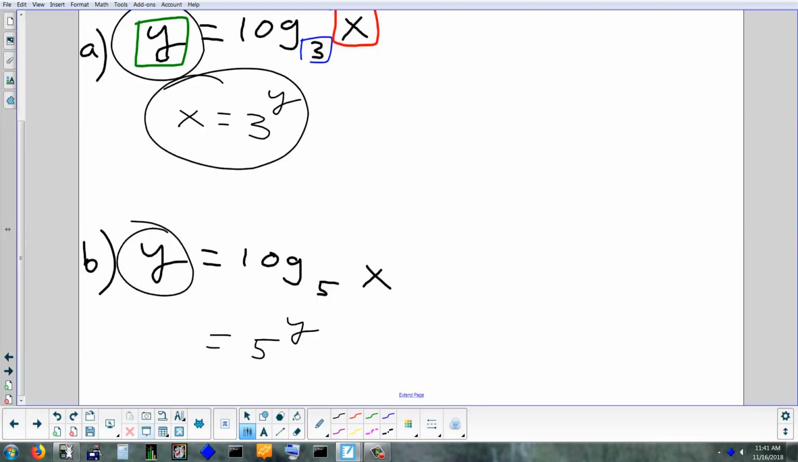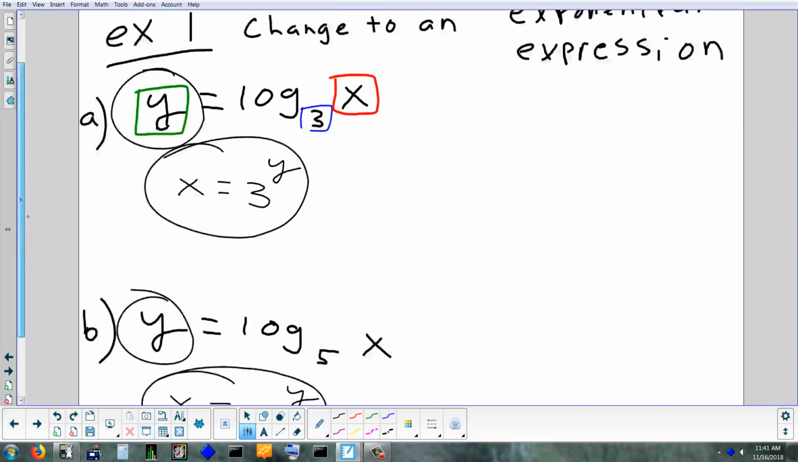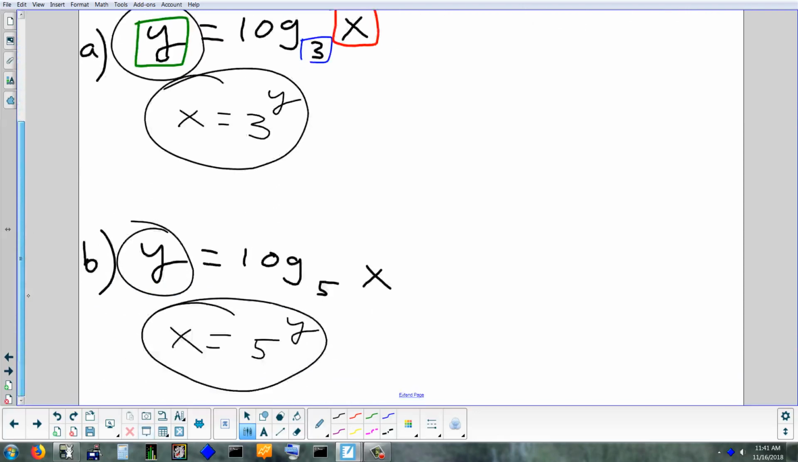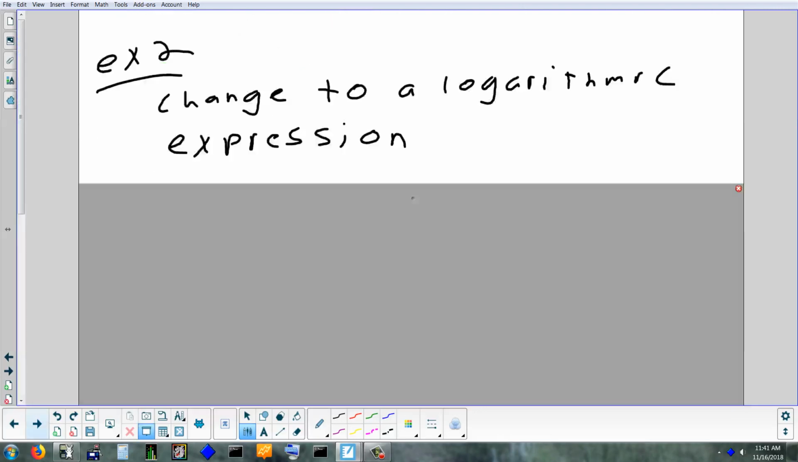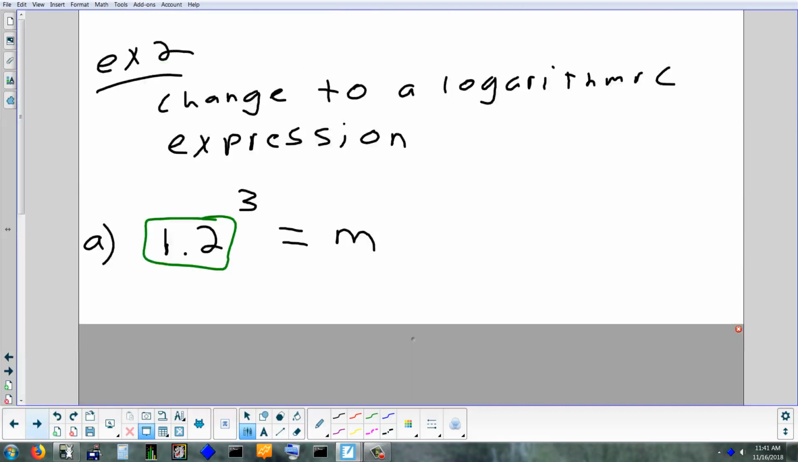The only thing left is my argument, and the only spot left is by itself on the other side. Okay. So that's changing from exponential to log. Any questions on that? Again, there's nothing you can solve there because you don't know why. So you're done. All right, let's do the opposite. Now we're going to change something to a log expression.